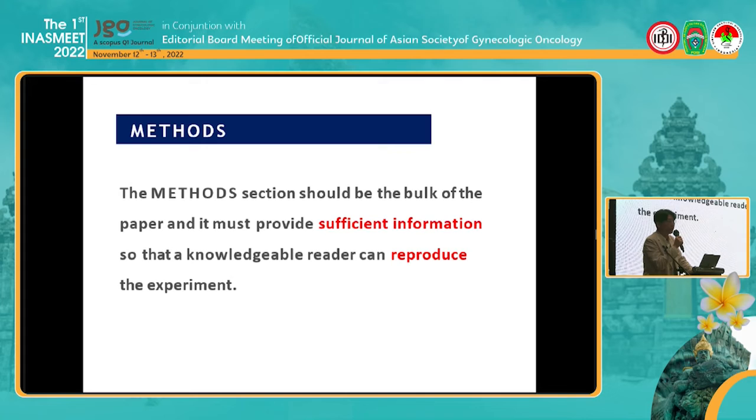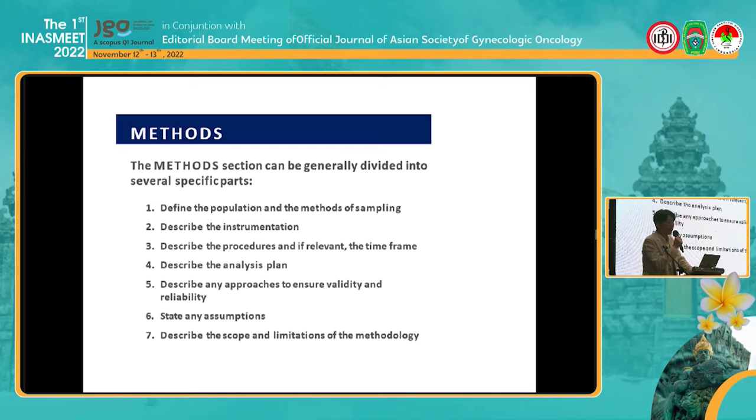First, the method section should be the bulk of the paper, and it must provide sufficient information so that a knowledgeable reader can reproduce the experiment, because scientific articles should be reproducible by other researchers. The method section can generally be divided into several specific parts. Define the population and the method of sampling used in your research, and describe the instrumentation, such as surgical devices, chemicals, or medication. Describe the procedures, and if relevant, the time frame, like the OP procedure. And describe the analysis plan.